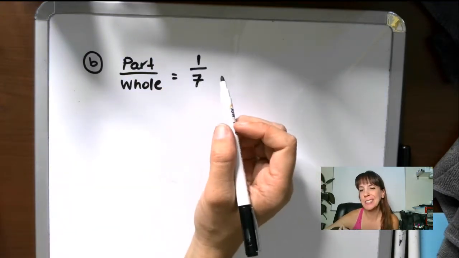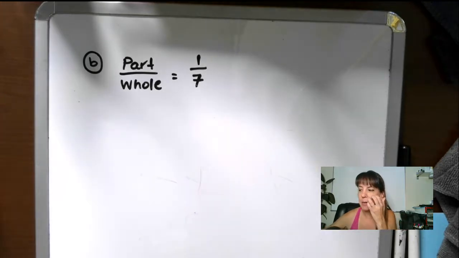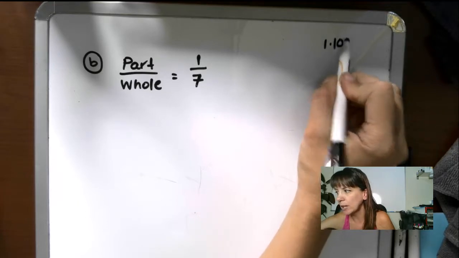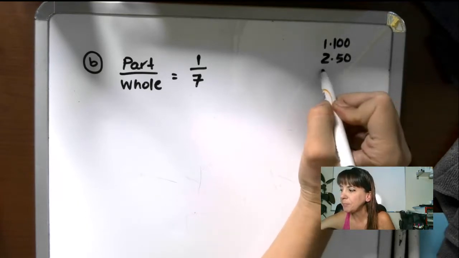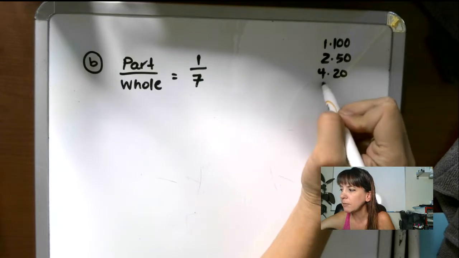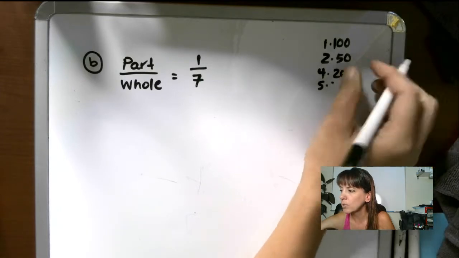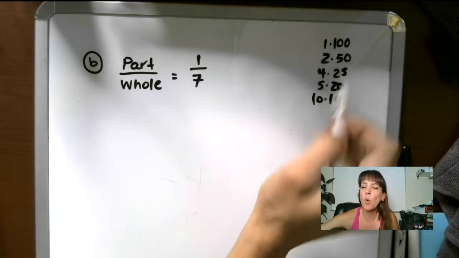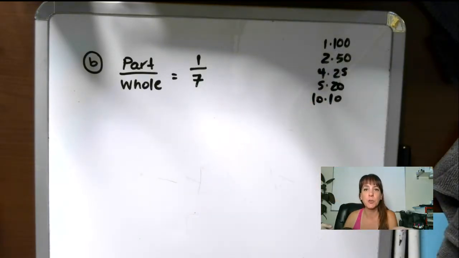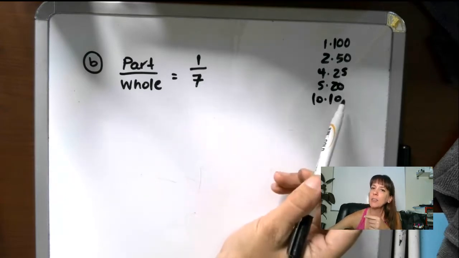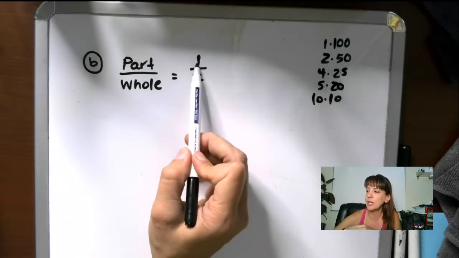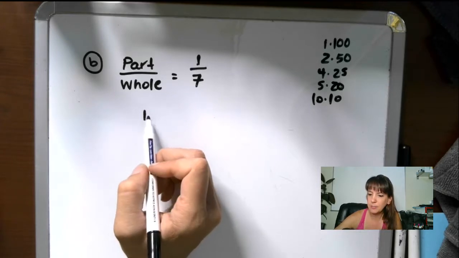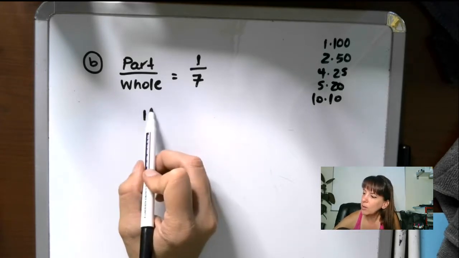Now they want the percent of this, and unfortunately, that 7, do you remember in the last lesson, if it's a multiple of 100, so 4 times 25, 5 times 20, 10 times 10, if it's one of these numbers, it's easy to convert it into a percent. But in this case, 7 does not fall on this list, so we do have to do some division here. We're going to do 1 divided by 7.